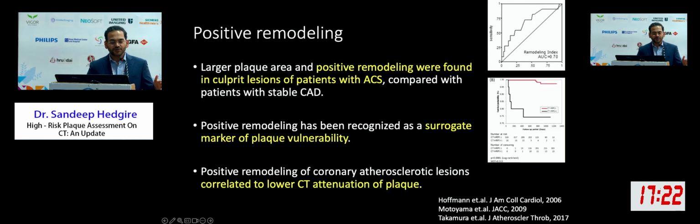This is some of the data from the literature that tells that plaque area and positive remodeling were found to be more associated with culprit lesions in patients with acute coronary syndrome. It's a marker of surrogate plaque vulnerability in this population, and then it correlates very well with the other high-risk plaque feature which we just looked at, which is low density plaque.